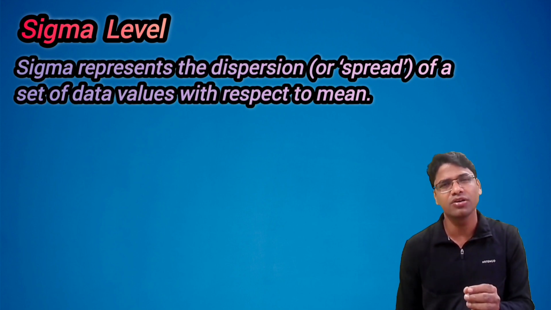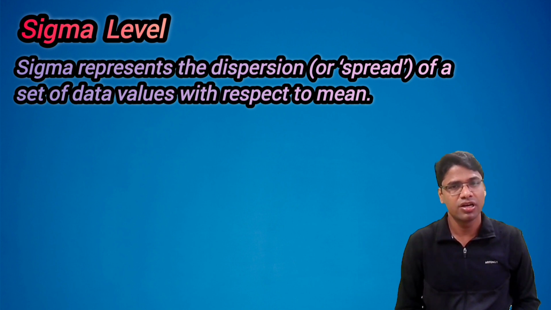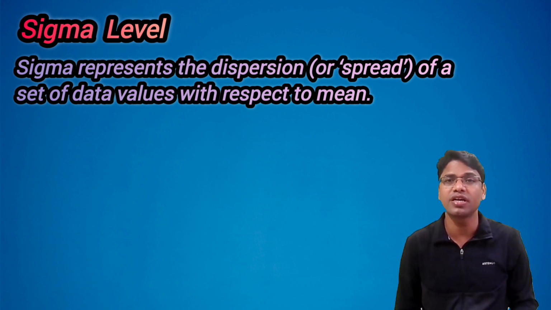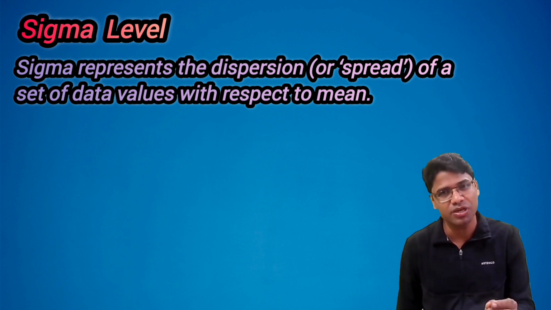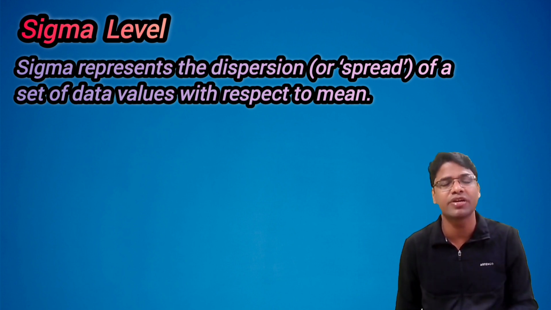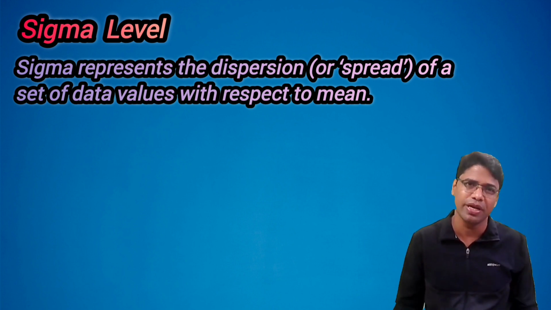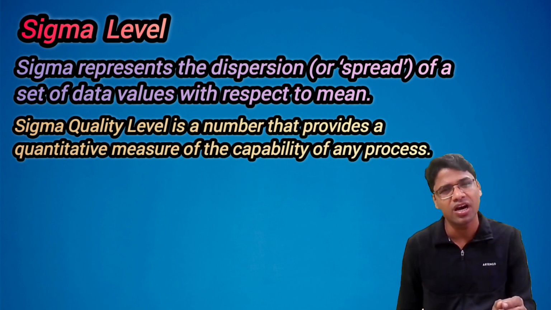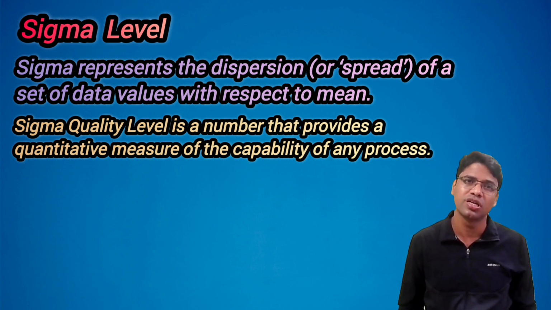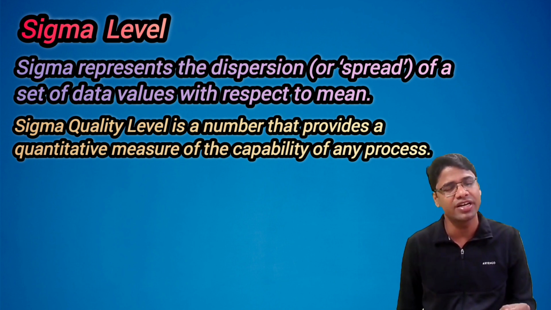Now let's cover the sigma level. Sigma is denoted by the symbol sigma, which is a Greek letter. Sigma represents the standard deviation of the population. It represents the dispersion or spread of a set of data values with respect to the mean. Sigma quality level is a number that provides a quantitative measure of the capability of any process. It is usually indicated by the letter Z.